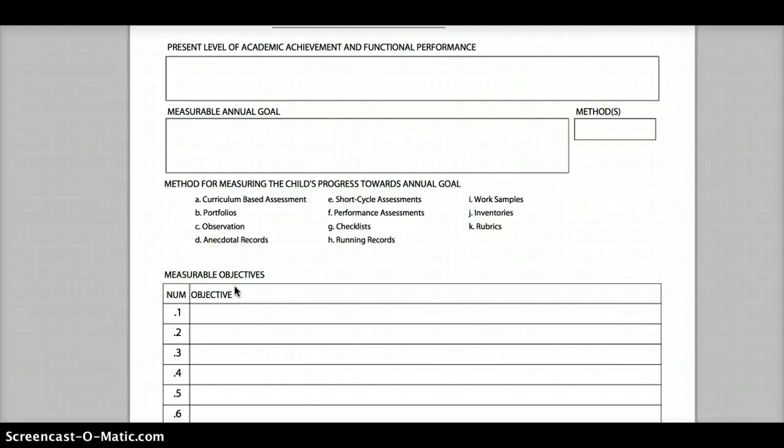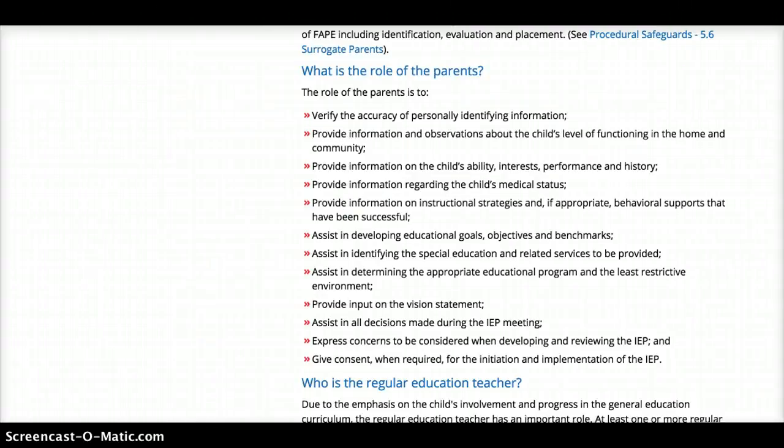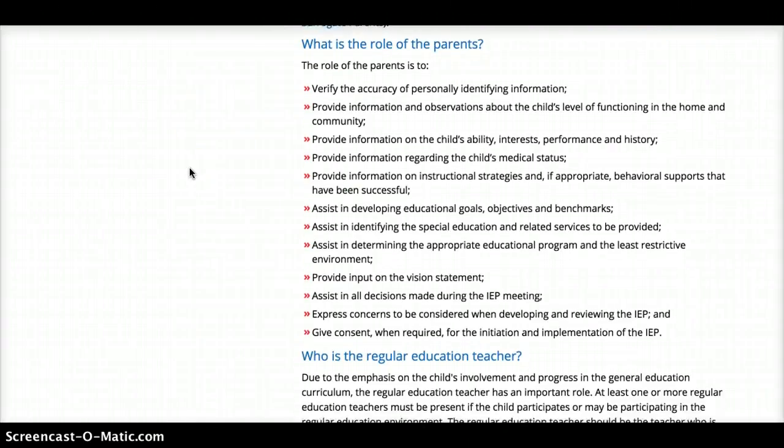As a parent, you have a number of roles that you can have in an IEP meeting. According to the Ohio Department of Education website, this is the roles that parents can have. You have to make sure the personal identification information is correct. You help me look at, as a teacher, look at how your child functions at the home and in the community, because I don't always see those kind of things. I just see school, but we really want to look at the whole child, not just how he or she does in school, because we want things to be generalized into the community when you take your child out.